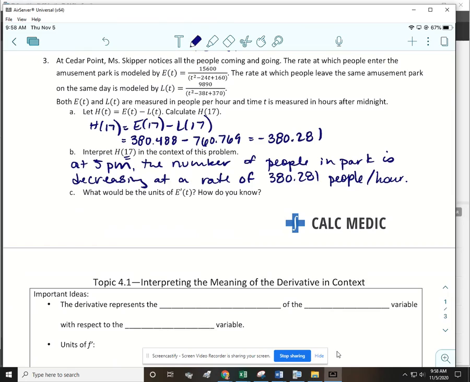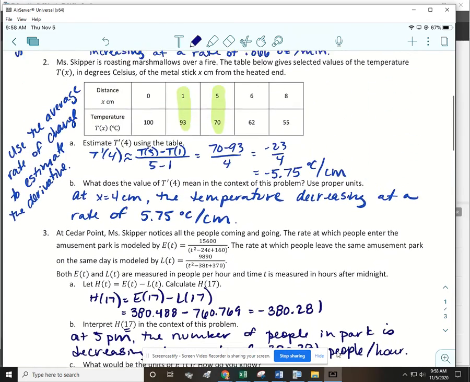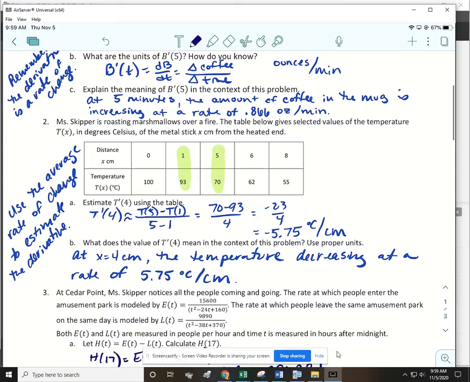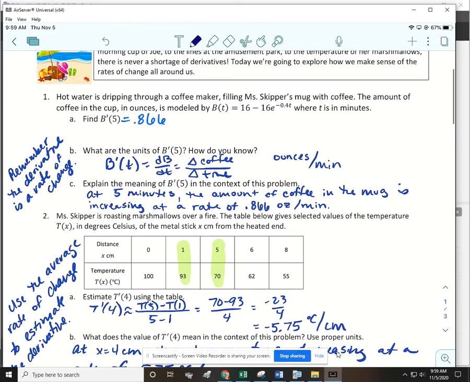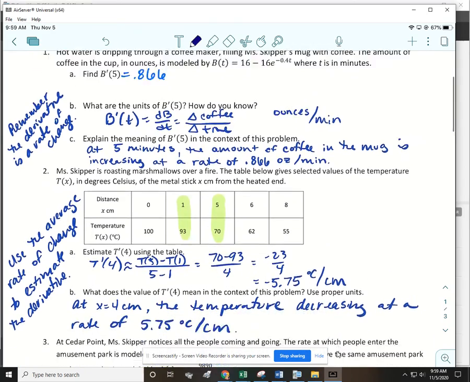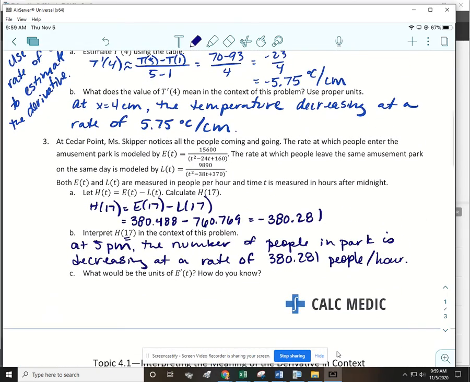All right, so this one was a little different. The other two, we started off with T of x was the temperature, and V of t was the amount of coffee. This one started off, H of t is the rate at which the number of people is changing in the park. So it's a little different when we do our wording.